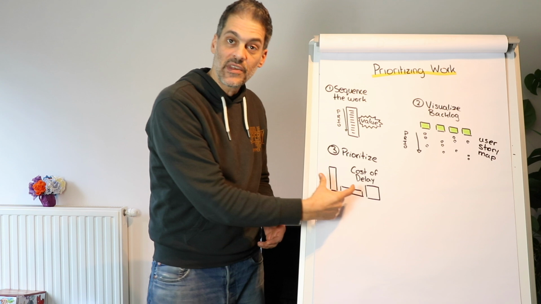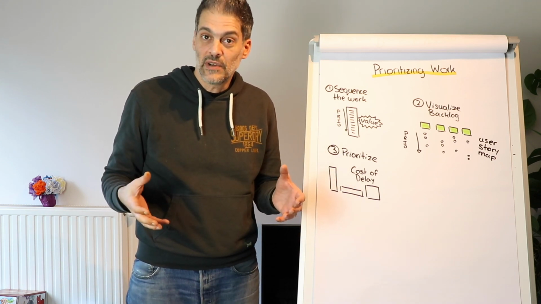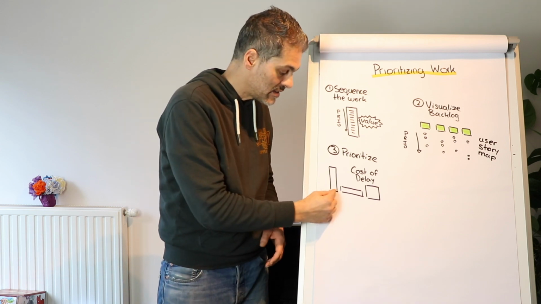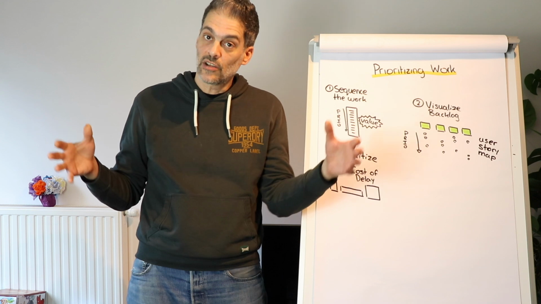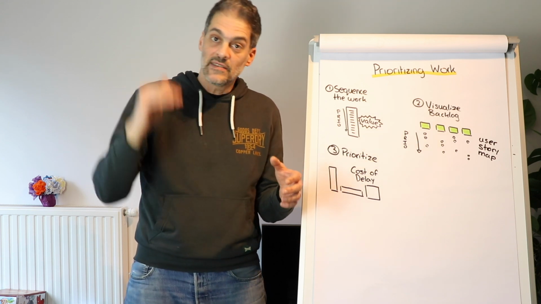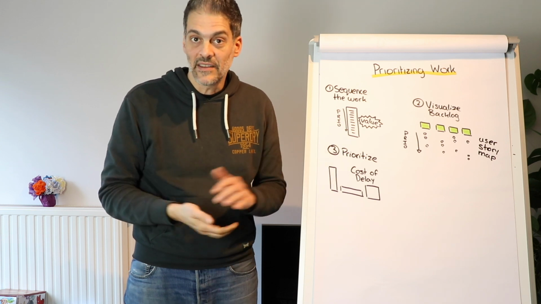The width of the item is the duration, right? How long it takes us to pull this off, right? So maybe this is a small change that doesn't take a lot of time, or maybe this is a big change and it's going to take a lot of work, so it's going to take a lot of time, right? So value is the height, and the width is the duration of the project or the idea that we have.